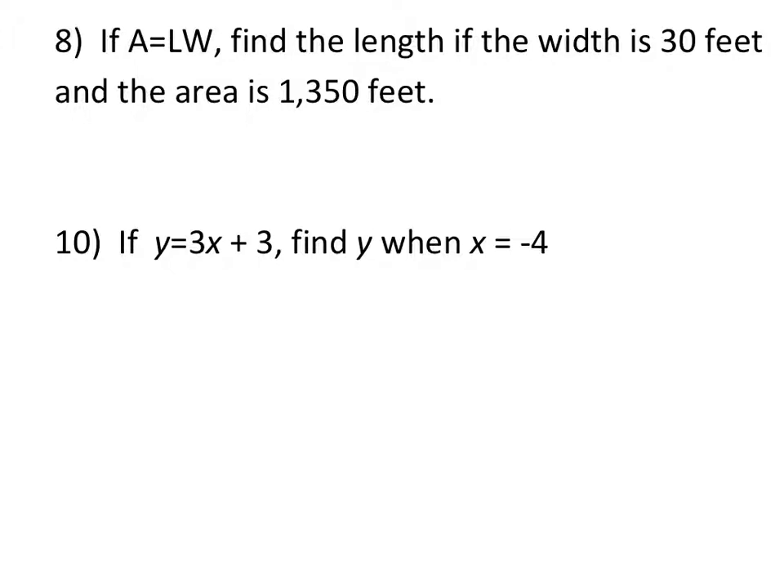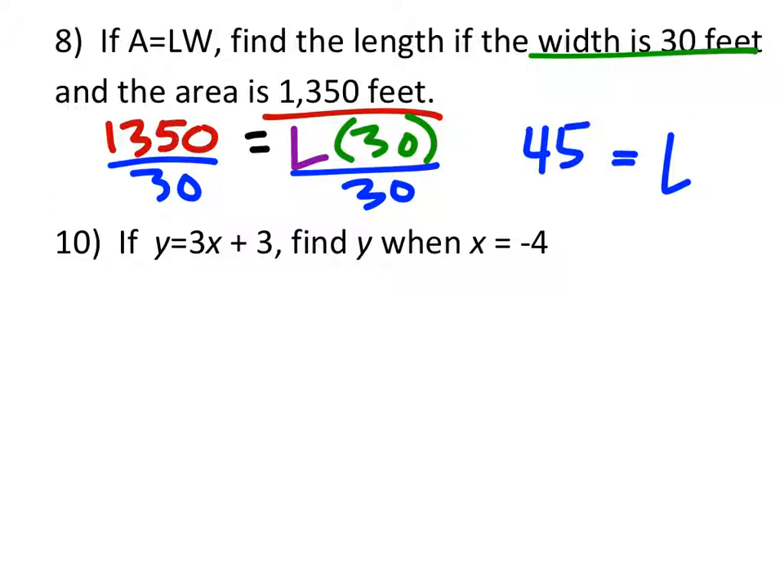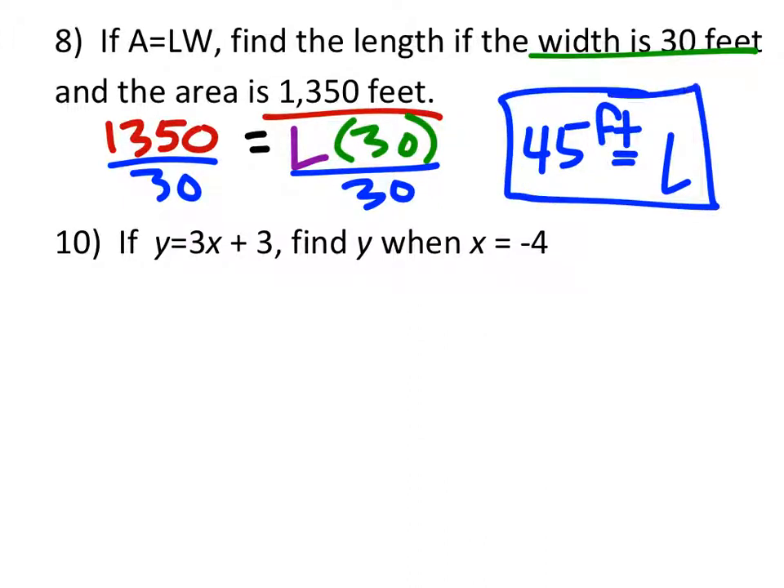So this one, it tells us that the area is this 1350. And we need to be aware of that so that we replace the right thing on this. And then it didn't tell us what the length was, but it did tell us the width is 30 feet. So to solve for the length, we're going to divide both sides by 30, which leaves us with the length 1350 divided by 30, 45 feet is the length.